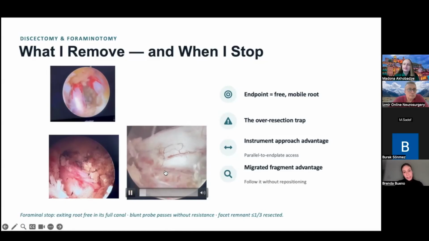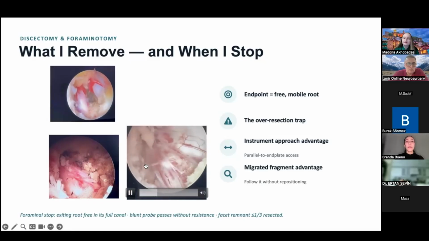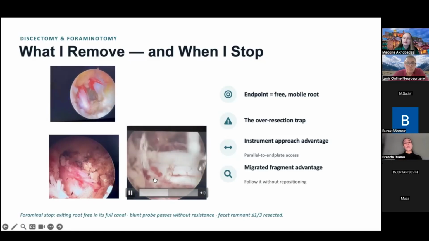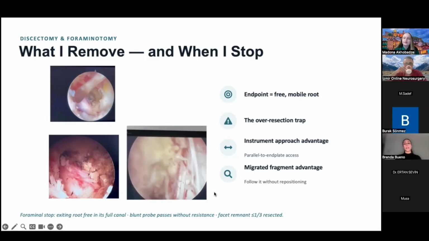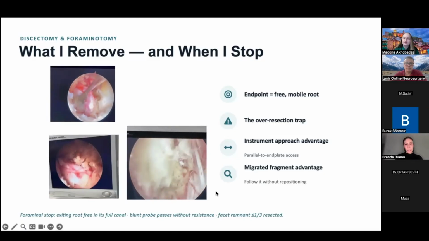This is something that I showed before, the contralateral decompression. If you see all the neural structures, ipsilateral and contralateral decompression, your work is finished here.